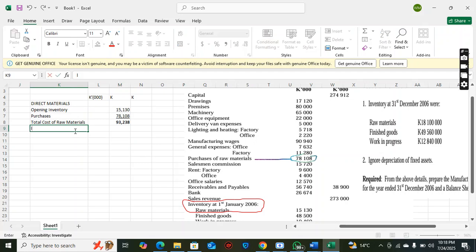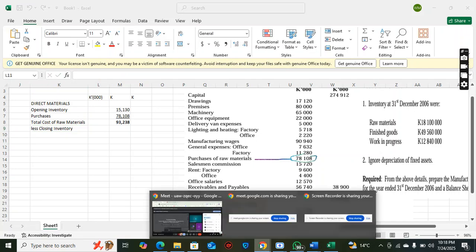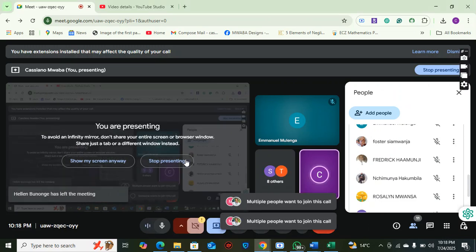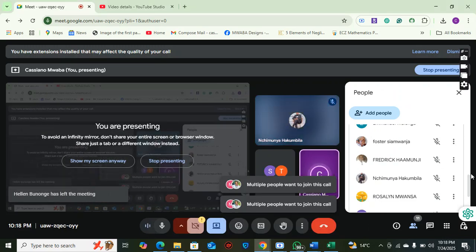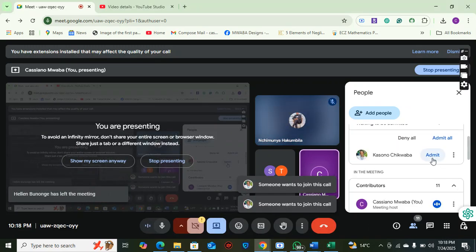Why are we doing this? What are we trying to find? Colleagues, we want to find out the cost of the raw materials that we used.